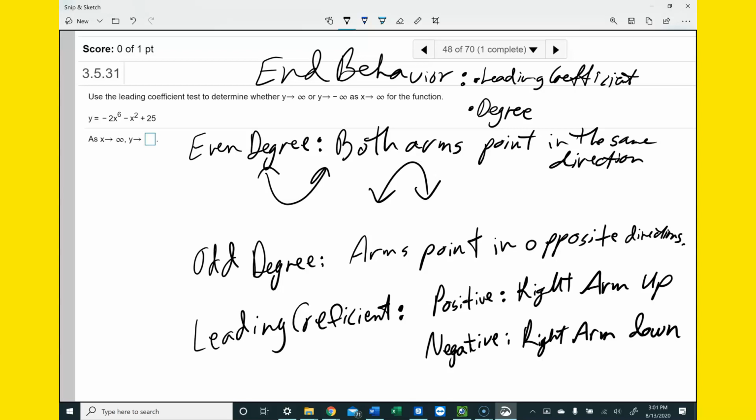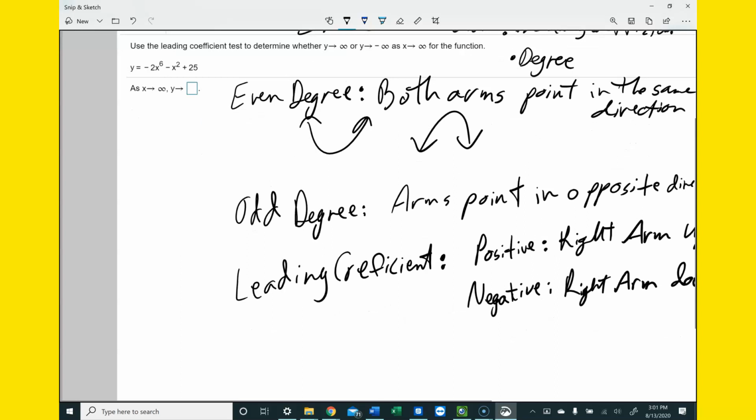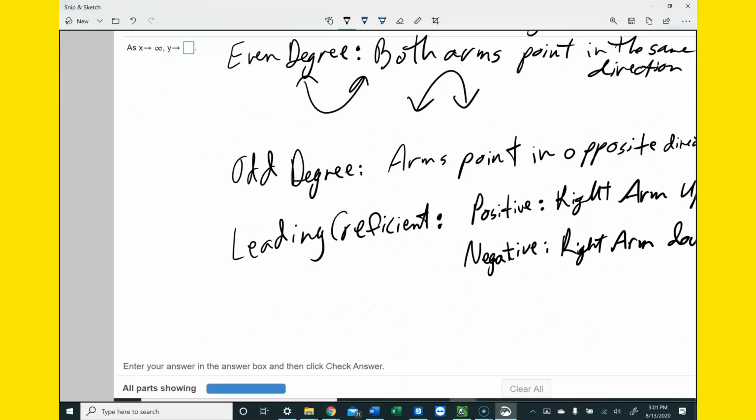So, a positive leading coefficient, even degree, means that the right arm is up, and since both arms point the same direction, the left arm is also up. Negative leading coefficient for an even degree means the right arm is down, and so the left arm will also be down. Positive leading coefficient for an odd degree means the right arm would point up, and the left arm would point the opposite, would point down. Right arm up, left arm down. A negative leading coefficient with an odd degree means the right arm would point down, so the left arm would need to point up.